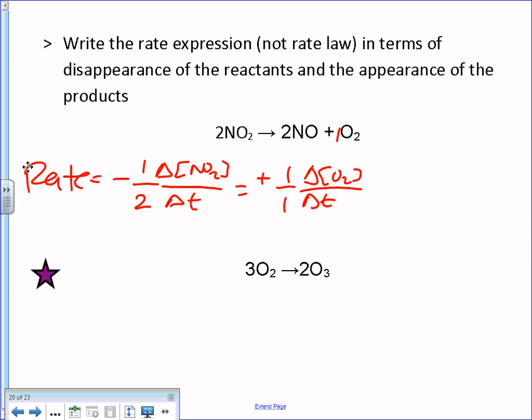Okay, just making sure you understand when I ask for expression, that's what I'm asking for. And I'm not saying rate law, I'm saying rate expression. So that's going to be different than a rate law we write next week. So this one, you guys could say a negative 1 over 3 and a positive 1 over 2. Okay, so that's how we write the expression.